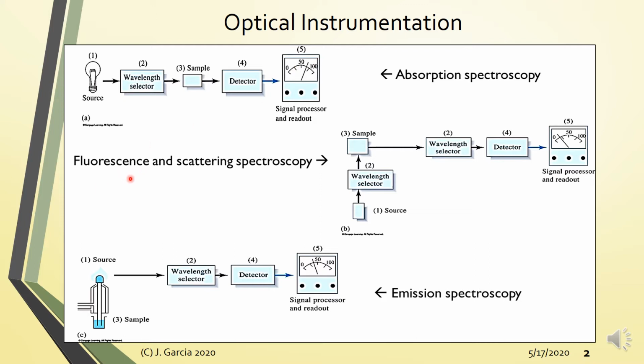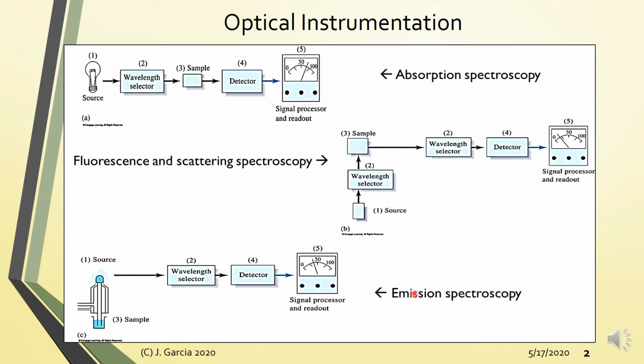Now for fluorescence and scattering spectroscopy, what we have is some sort of a perpendicular optical pathway, no? So notice that for fluorescence or scattering experiments, you have two wavelength selectors. Now for fluorescence, the first wavelength selector is what we refer to as the excitation wavelength selector. So this controls, no, the wavelength used to excite your sample, no, to induce fluorescence. The second wavelength selector is your emission wavelength selector, which allows you to filter out, no, the wavelength, okay, of the emitted radiation, no, from your sample.